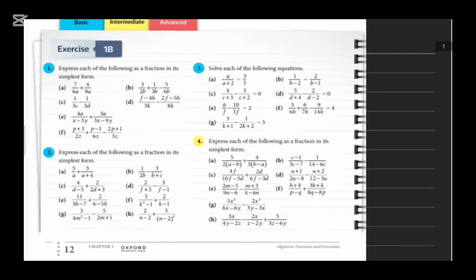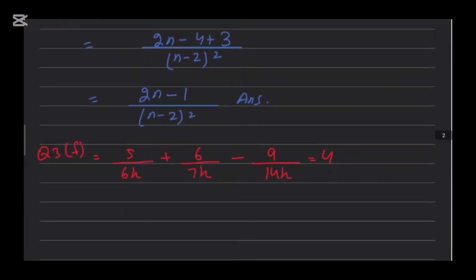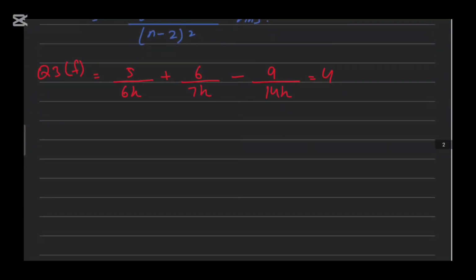You can see again the question is solve each of the following equations. So these are the equations. How to solve fractional equations? I will explain here. Look at part F. The first step is that you have to make the denominator the same. How will you make the denominator the same? Their common multiple is 42. 7 6s are 42, so 42 comes in the table of 6, 7 and 14 as well. So you will make the denominators 42.